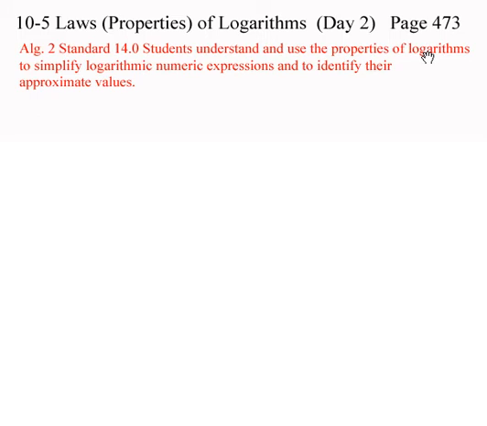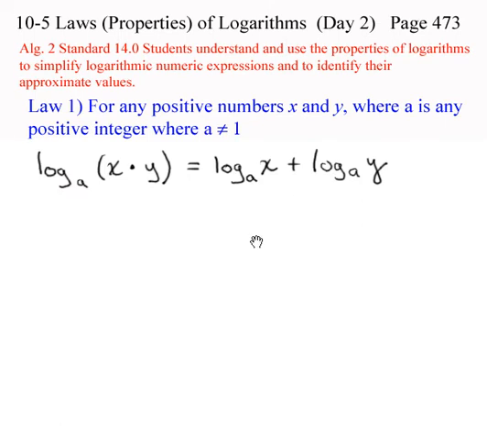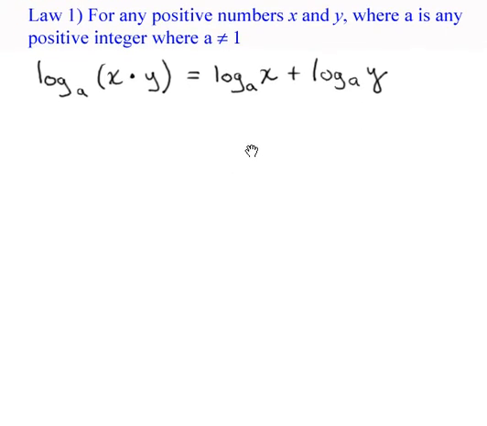3 properties of logarithms that we learned in the previous lesson to simplify logarithmic numeric expressions and identify their approximate values. So let me just remind you the first particular law or property of logs that we had the first time we looked at Chapter 10, Section 5. This says if you've got the log of a product. Now, product is the end result after multiplying 2 numbers. In this particular case, when you've got the log of a product, that's the same as taking the log of the first factor, taking the log of the second factor, and adding the results together.